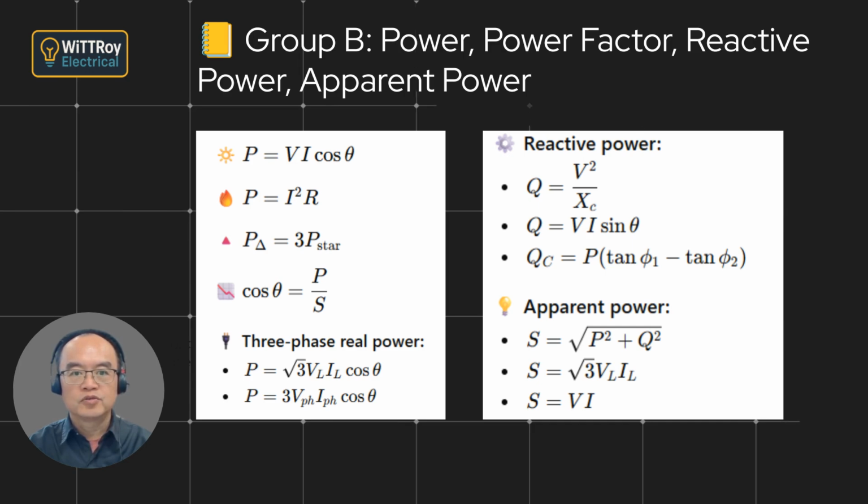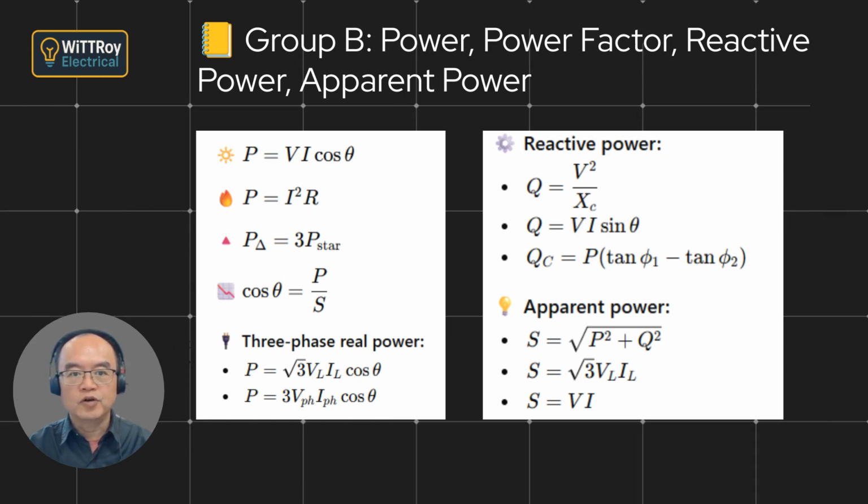Now we go to the next formula. The formula is power factor equals P divided by S. This tells us how efficiently electrical power is being used. P means real power in watts. S means apparent power in voltamps. Repeat, power factor equals P over S.